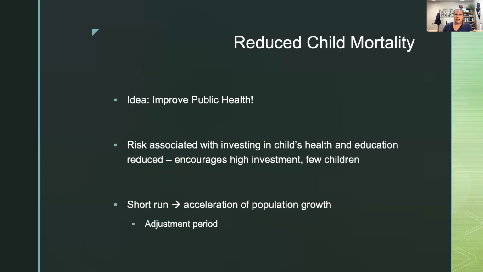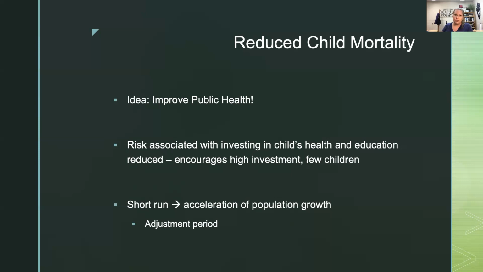Reducing child mortality also incentivizes the high investment, fewer children strategy, because you don't have to build in extra children as a risk measure to ensure their survival. So the idea behind this is improving public health outcomes, right? The risk associated with investing in a child's health and education is reduced if we ensure that people have access to public health resources.